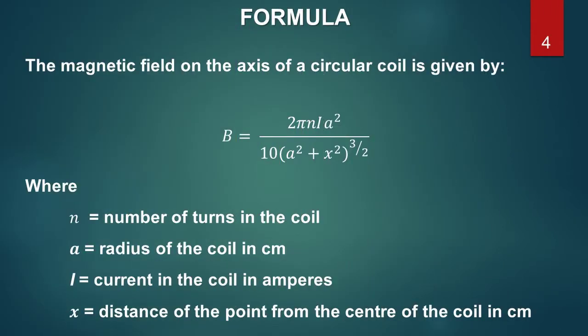If we pass a current of I ampere in the coil, keeping it vertical in the magnetic NS direction, and place the needle at a distance x from the center on any side of the arm, the magnetic field B acting on the needle due to the current in the coil is given by this formula, where n equals the number of turns in the coil, A equals the radius of the coil in cm, I equals the current in the coil in amperes, and x equals the distance of the point from the center of the coil in cm.